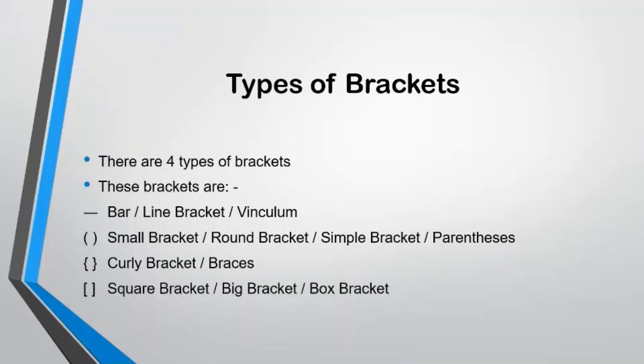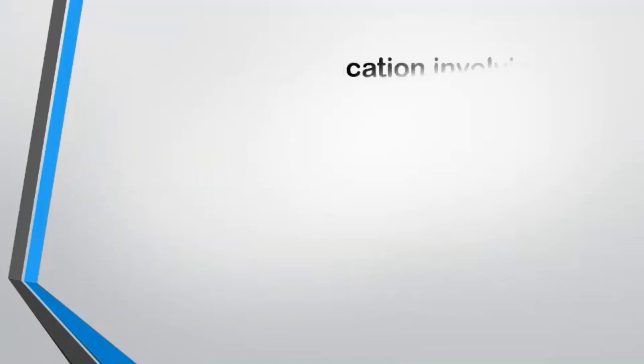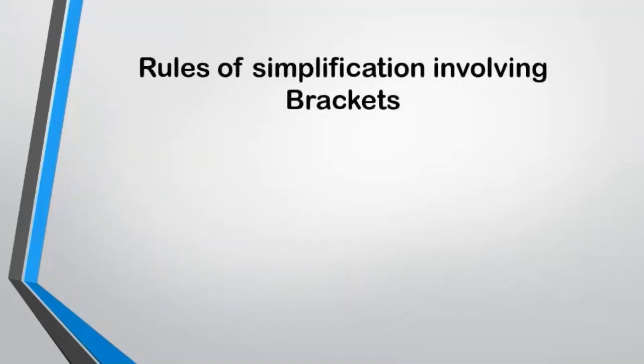And finally, the square brackets, which are known as the square brackets, the big bracket, or also known as the box brackets. Now we will learn the rules of simplification involving brackets. This means we will learn how we can use the brackets in real life and how it helps us.